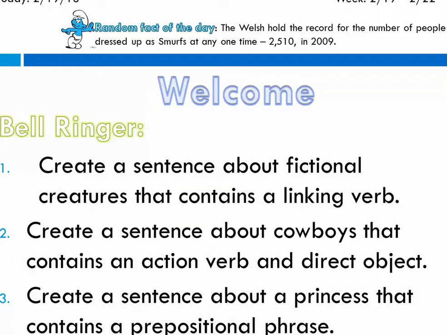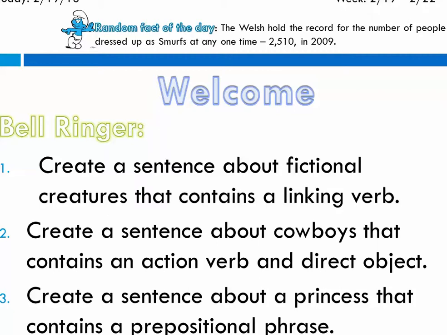We started today with our bell ringer, which I'm going to go ahead and pop up on the screen for you here. Students needed to write 3 sentences. The first sentence involved a fictional creature and a linking verb. For example, the werewolf was Harry. Werewolf equals Harry. Fictional creature, linking verb.